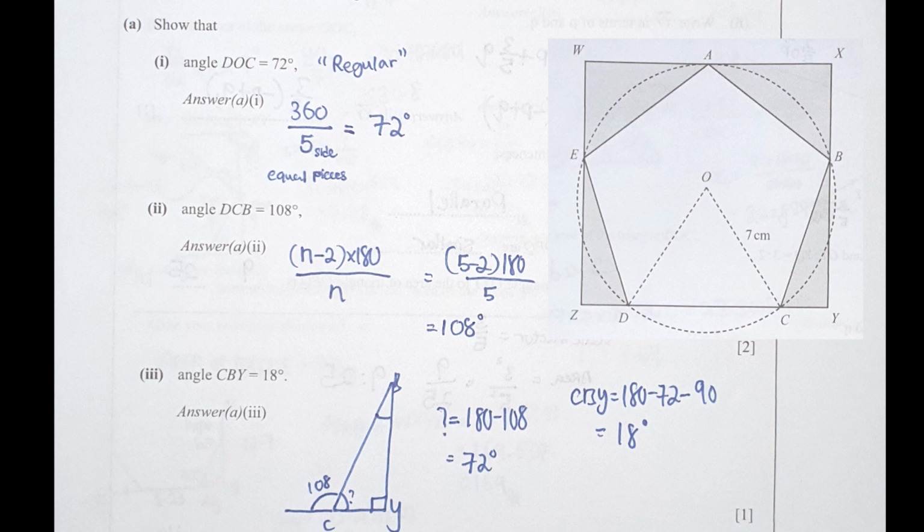Angle CBY, this one, okay, is 18. Since it is 108 for the DCB's value, the internal of it will be 72. And since CYB is a corner of a rectangle, it will be 90 degrees. Hence CBY equals 180 minus 72 minus 90, you will get 18.